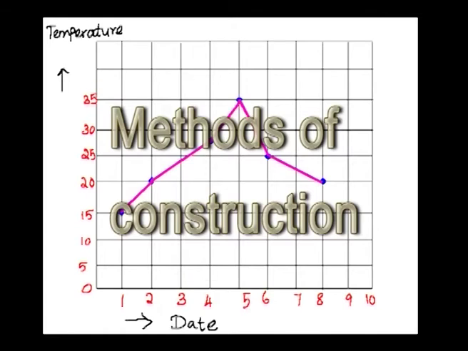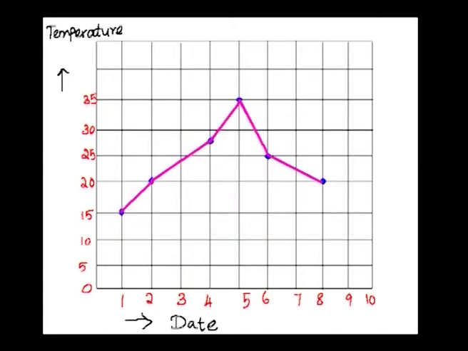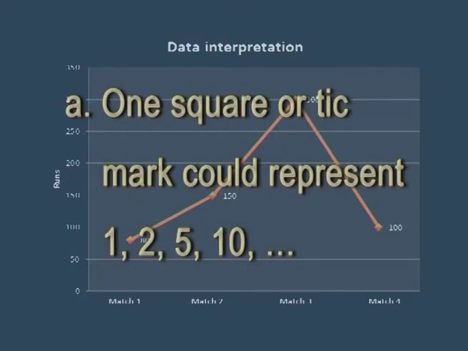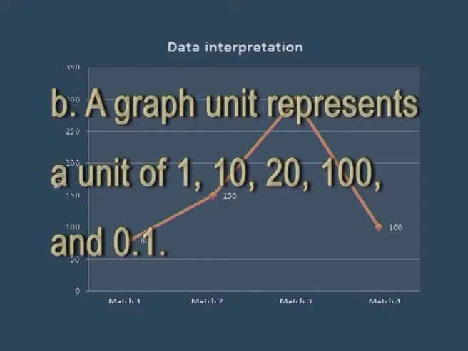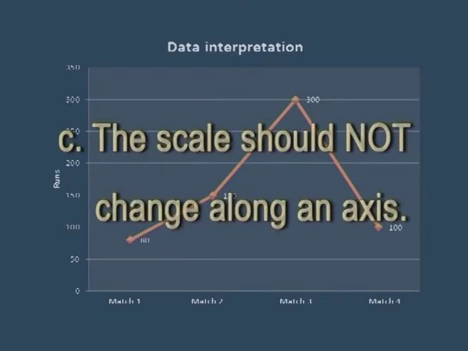Methods of construction. Let's take a look below and get to know in a very simple way how we draw a line graph. Use the data from the table to choose an appropriate scale. All scales start at 0. Draw and label the scale on the vertical axis. Vertical means up and down. Your scale should be easy to interpret. One square or tick mark could represent 1, 2, 5, 10, and so on. A graph unit represents a unit of 1, 10, 20, 100, and 0.1. The scale should not change along an axis.